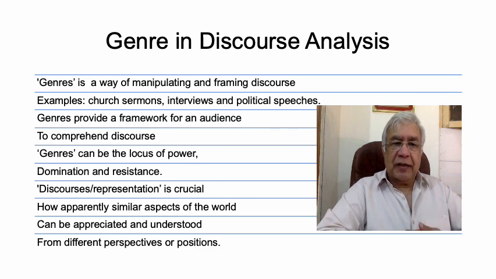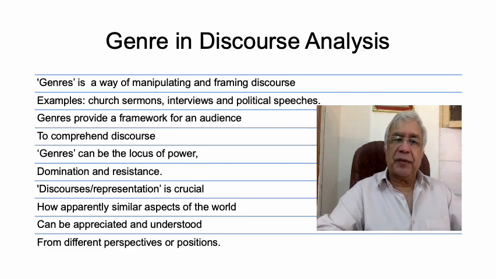So in this way, the cycle goes on between discourses, representation, and resistance. This is a very crucial cycle, because everything like that keeps on happening in this world. Sometimes we are appreciated, sometimes we are understood, and sometimes we are not understood. But everything goes on happening like that. So that is the importance of the genre in discourse analysis.